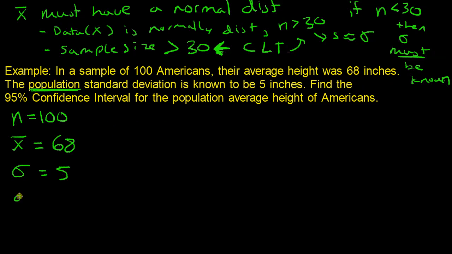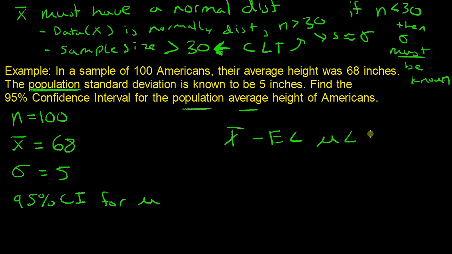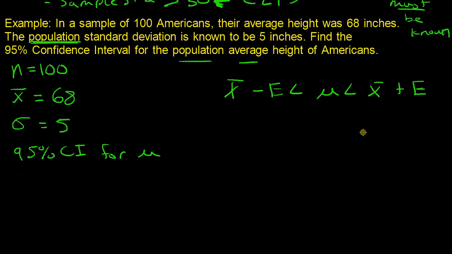So we're trying to find the 95% CI for mu, the population average. I know I'm going to be using this formula: X bar minus E, with mu in the center, and then X bar plus E. So I need to determine E first. The equation for E is Z alpha divided by 2 times sigma over the square root of n. I have sigma and n, so I need to know Z alpha divided by 2.